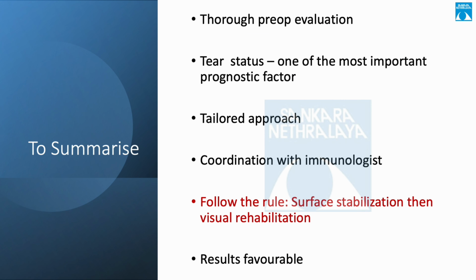To summarize, a thorough pre-op evaluation becomes mandatory for any patient being considered for fornix reconstruction. Tear status is one of the most important prognostic factors. Each of them will require a tailored approach and coordination with the immunologist, especially if we are dealing with an immune mediated disorder. Follow the rule, surface stabilization, and then visual rehabilitation, and this will definitely result in a favorable outcome. Thank you.